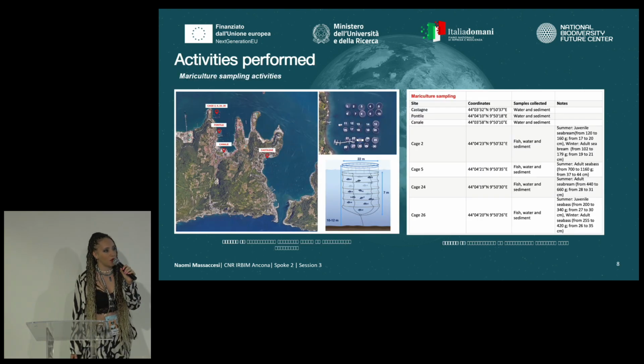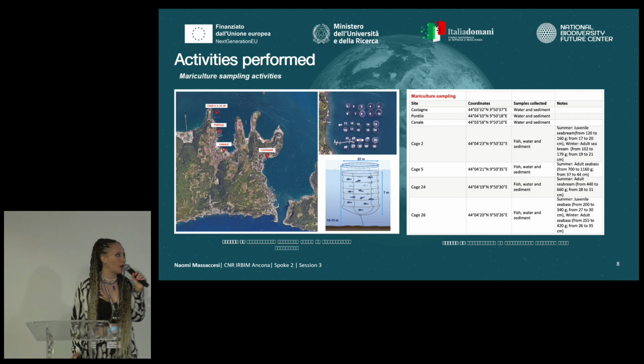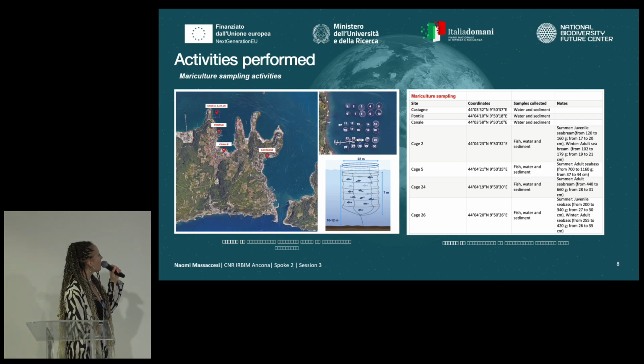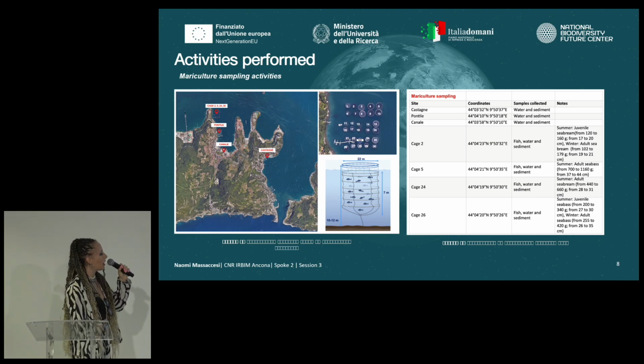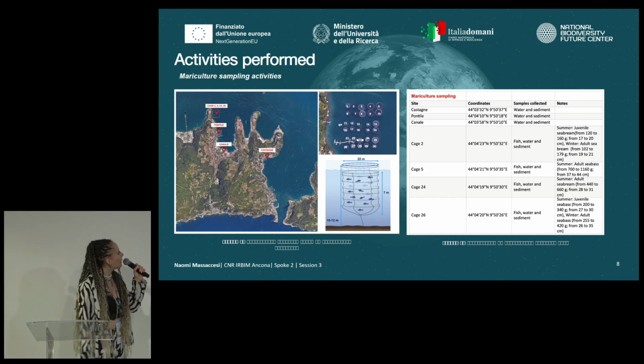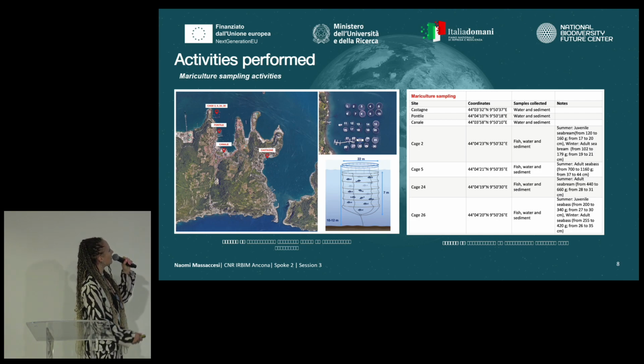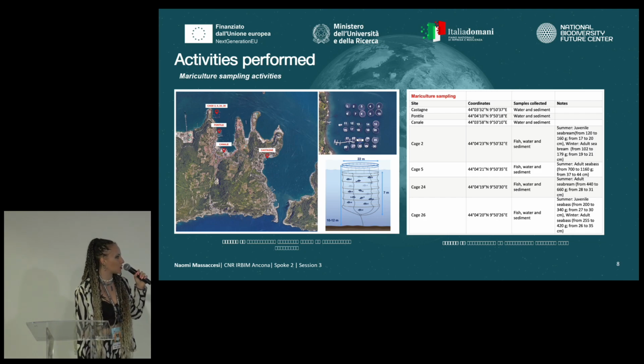Moving to the activities performed, both mariculture and RAS sampling campaigns were completed. In particular, the mariculture sampling campaigns were performed in October and March in a fish farm located in Porto Venere, Liguria. This fish farm is characterized by 30 floating cages containing separately sea bream and sea bass. And we selected different sampling sites along a pollution gradient.